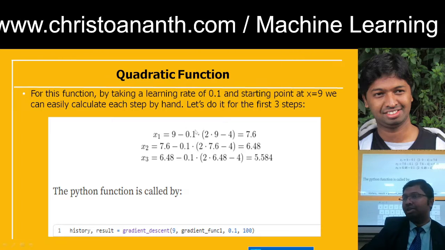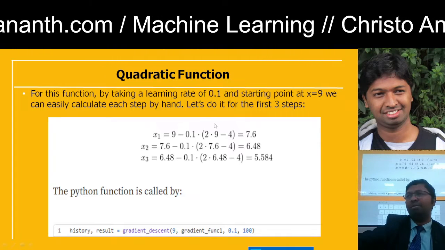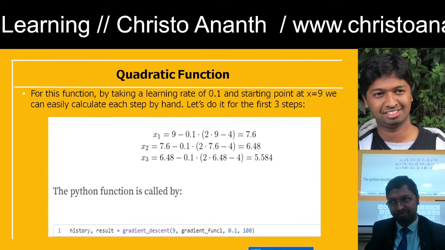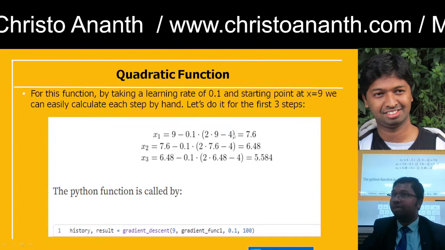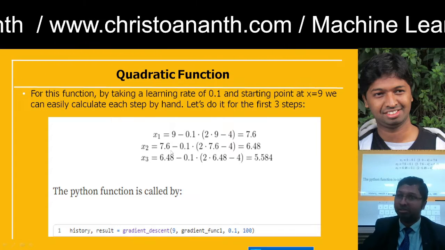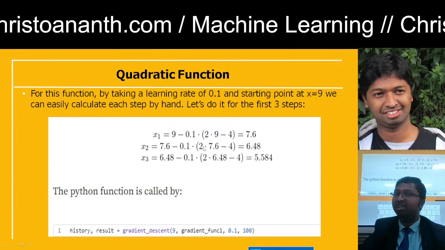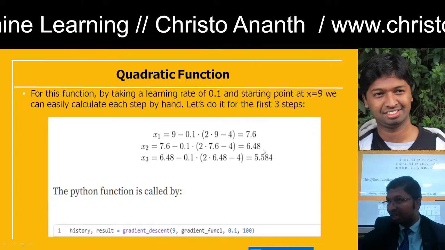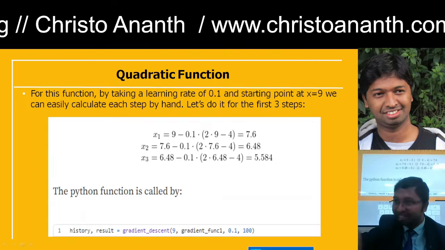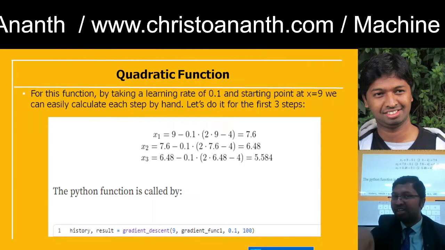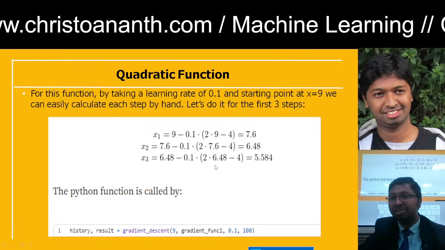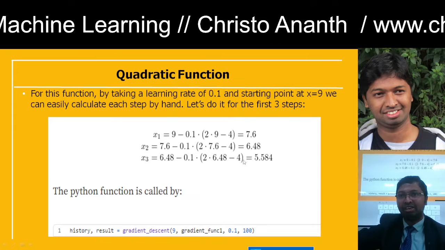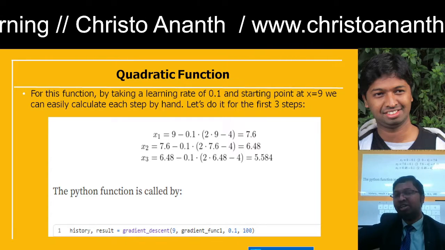This one you can calculate. You can use the calculator, or you can calculate on your own, and you get the value x1. So this answer you are going to take, this 7.6, once again: minus 0.1 multiplied by 2 multiplied by this 7.6, minus 4, giving 6.48. Again that you take for the third step: 6.48 minus 0.1 multiplied by 2 multiplied by 6.48 minus 4. So three steps, 1, 2, 3: x1, x2, x3.